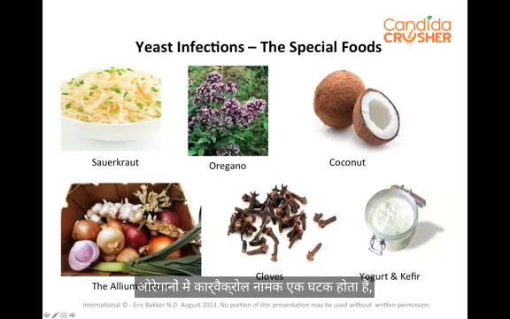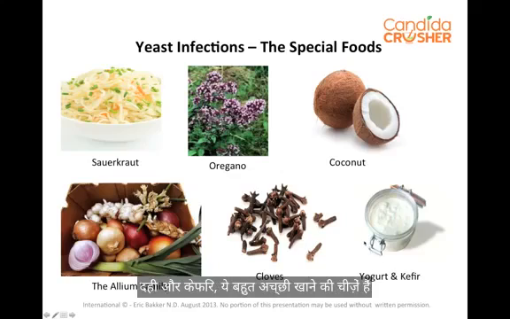Oregano contains a component called carvacrol, a particular essential oil. It's very powerfully antifungal. Coconut contains caprylic acid, a very good antifungal medium chain triglyceride. So 1 tablespoon of coconut oil per day is a very good antifungal. Cloves also contain a powerful essential oil which is antifungal, so I usually recommend consuming 1 or 2 cloves per day.